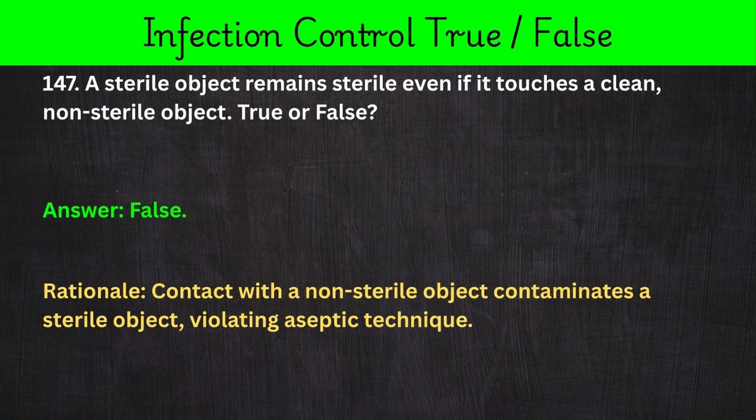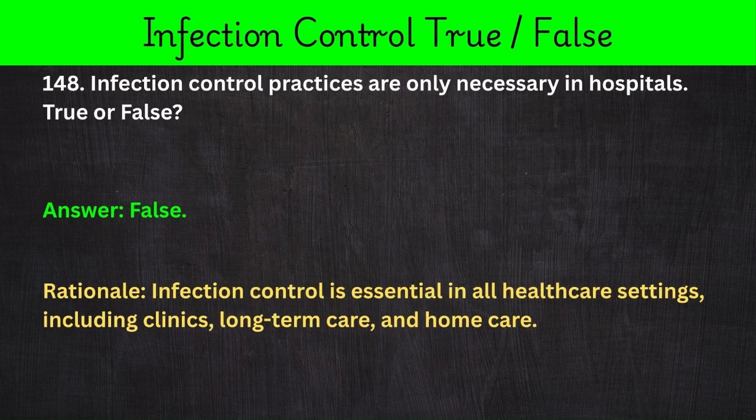147. A sterile object remains sterile even if it touches a clean, non-sterile object. True or false? Answer: false. Rationale: contact with a non-sterile object contaminates a sterile object, violating aseptic technique. 148. Infection control practices are only necessary in hospitals. True or false? Answer: false. Rationale: infection control is essential in all healthcare settings, including clinics, long-term care, and home care.